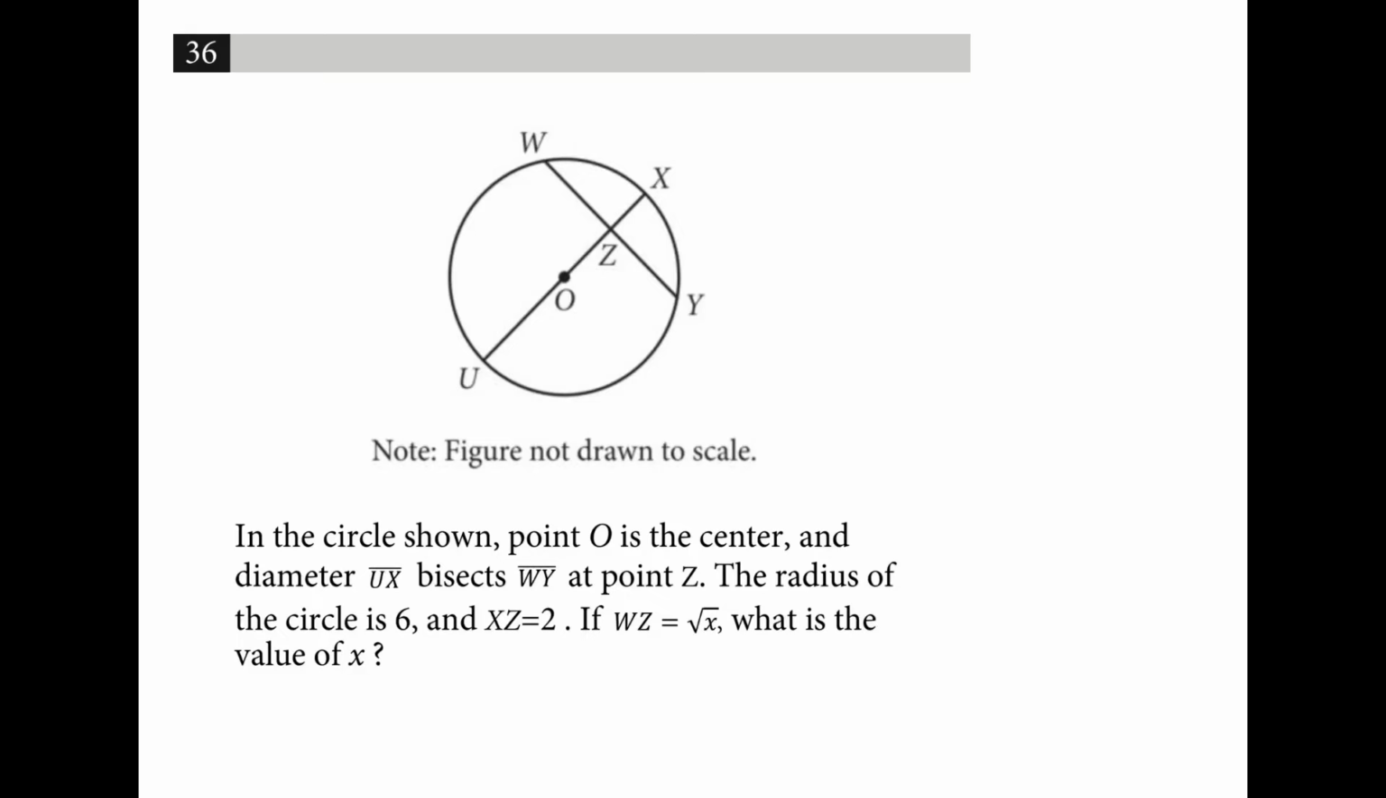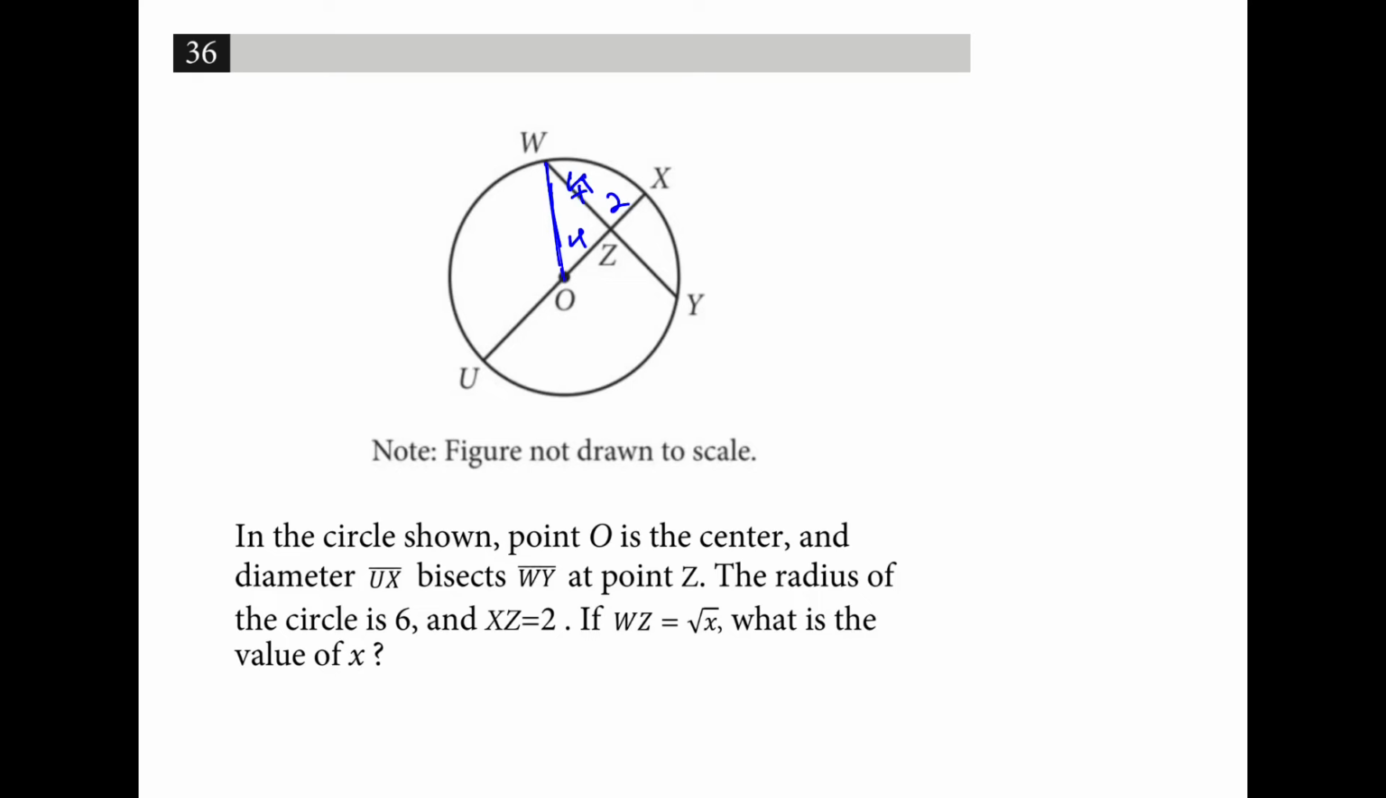So point O is the center, and the radius is 6. So if xz is equal to 2, then the rest of the way to the center is going to be 4. They also tell me that wz is the square root of x. What is the value of x?